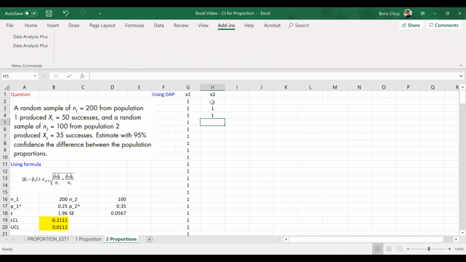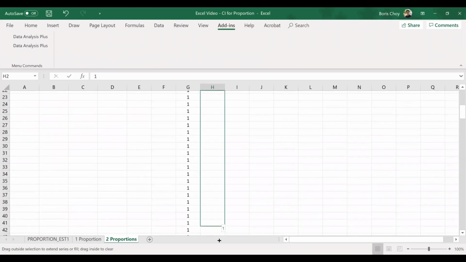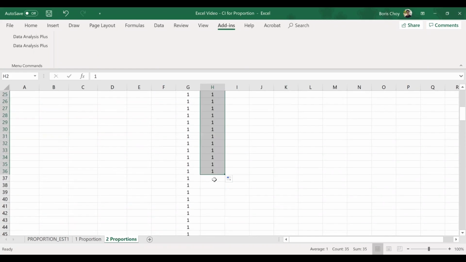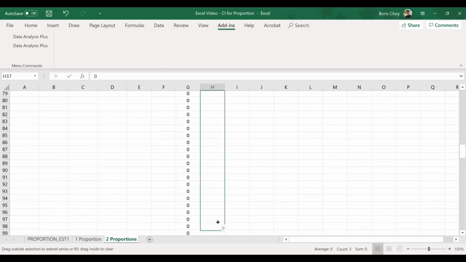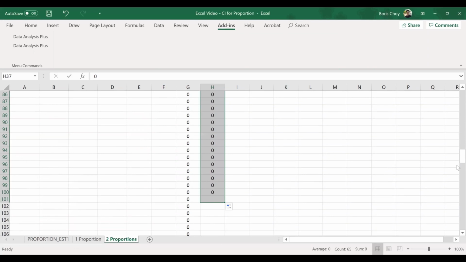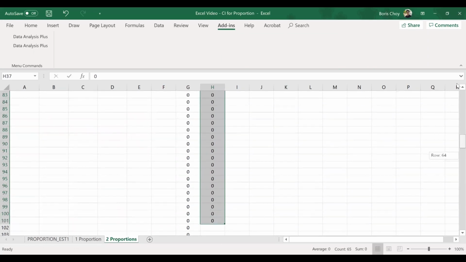And to construct the X2 values, we have 35 successes. So we make 35 ones, okay, followed by 65 zeros. Now we have the data.